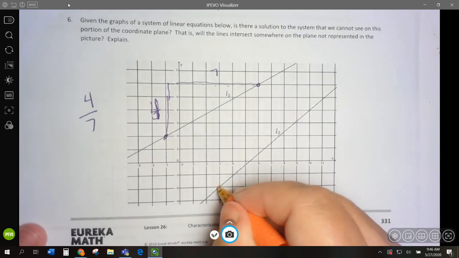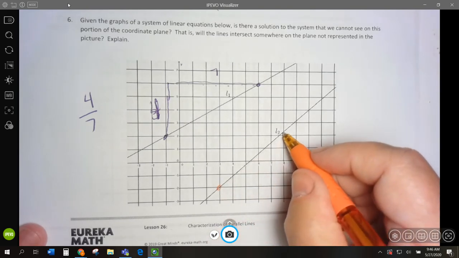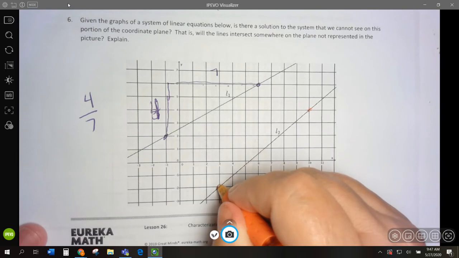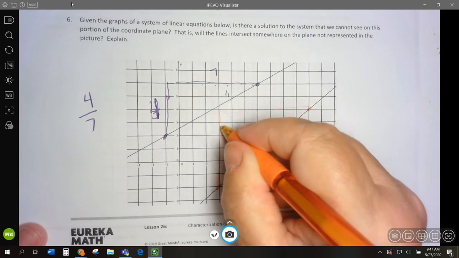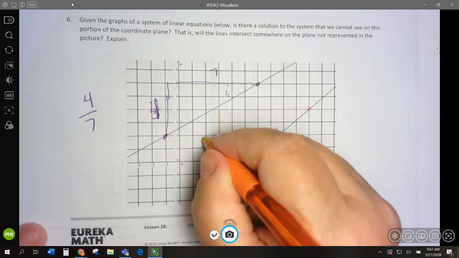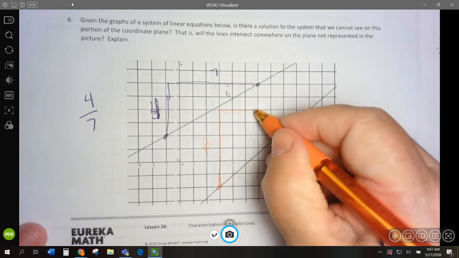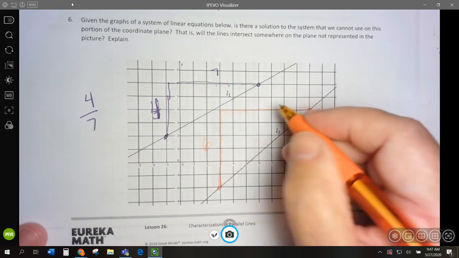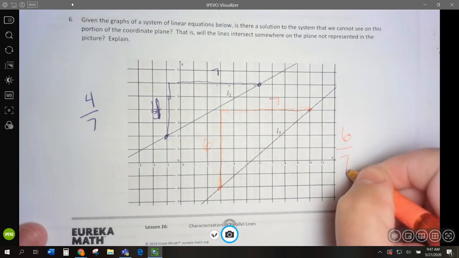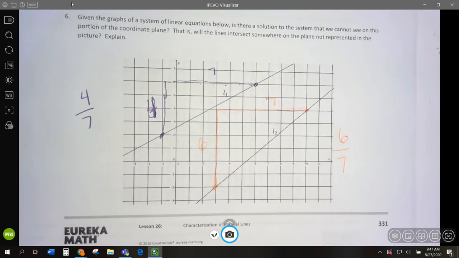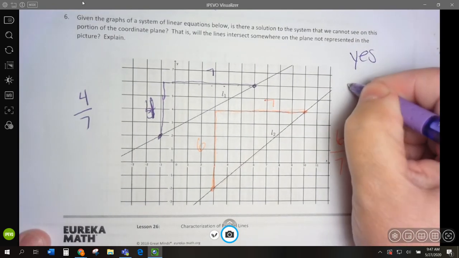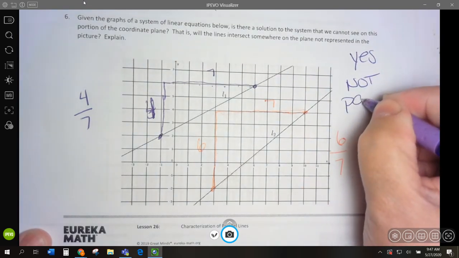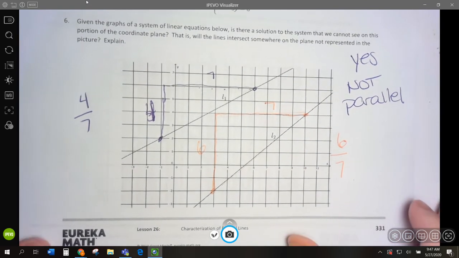What's our slope here? I go from here to here. Our rise is going to be 1, 2, 3, 4, 5, 6, and it runs 1, 2, 3, 4, 5, 6, 7. So here the slope is 6/7. These are not parallel, right? Therefore, yes, we will have a solution, because they're not parallel. You can kind of see that from the picture, but sometimes it's harder to see from the picture.